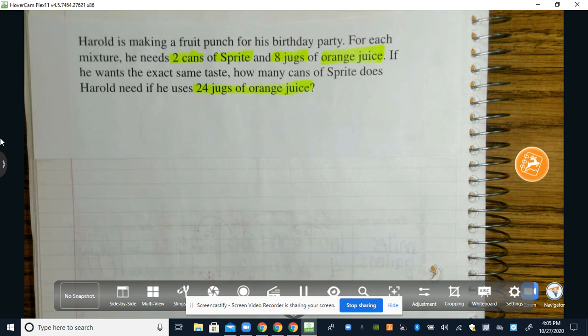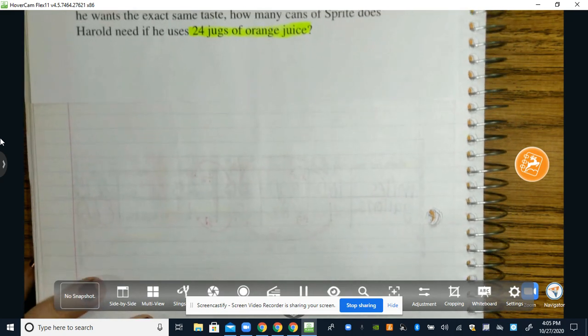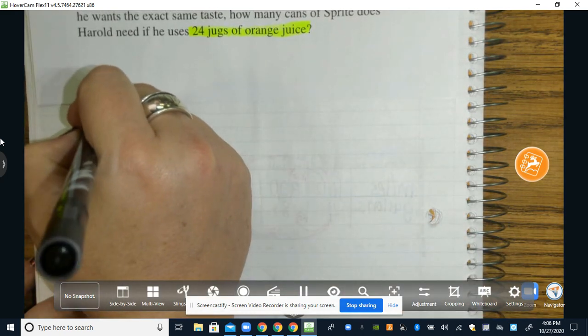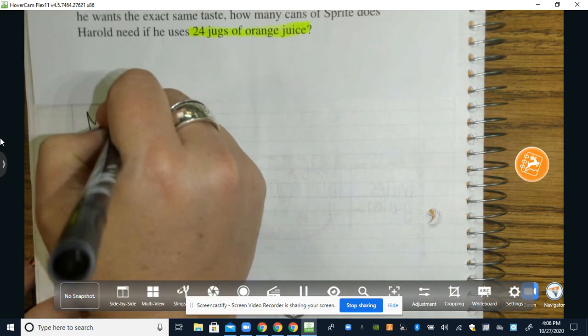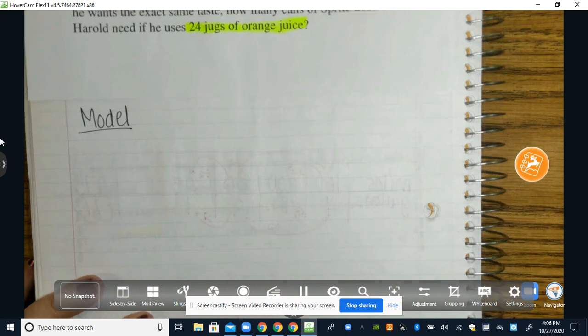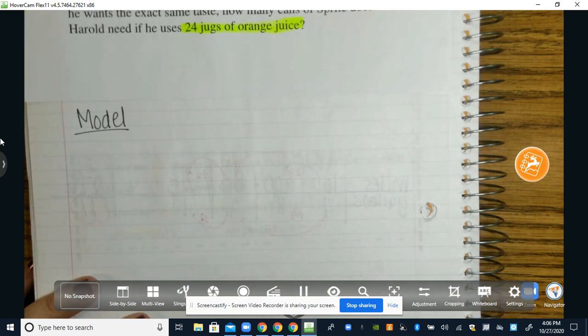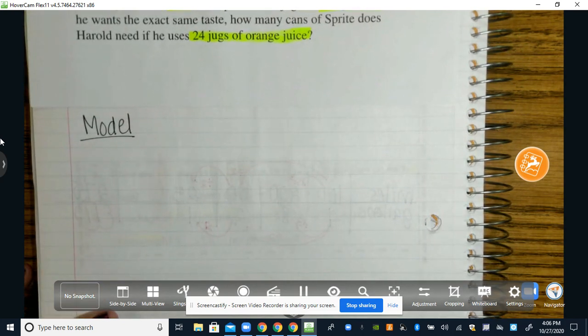So again, we're going to do this 4 different ways. The first way that we're going to set it up is setting it up as a model. So I want you to write model real quick. And it's just kind of like a drawing. This will work sometimes when we have these types of questions. Modeling doesn't always work for everything. It's kind of hard to model some things and kind of draw it out. But in this situation, we can.